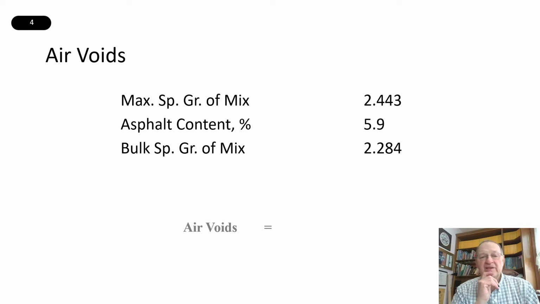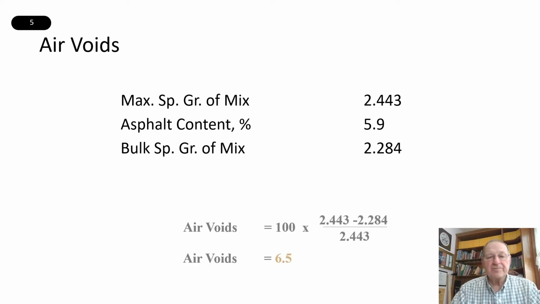So let's look at this example. We have the maximum specific gravity of the mix, the asphalt content, and the bulk specific gravity of the mix. Well, we only need two different things, the maximum and the bulk. So the air voids is going to be equal to 100 times 2.443 minus 2.284 divided by 2.443, and it calculates out to be 6.5%. So that's the calculation of air voids.